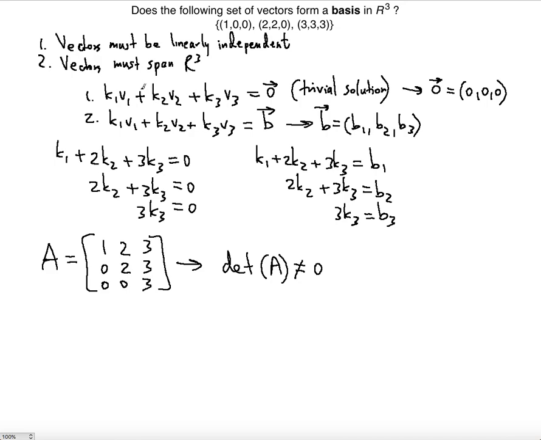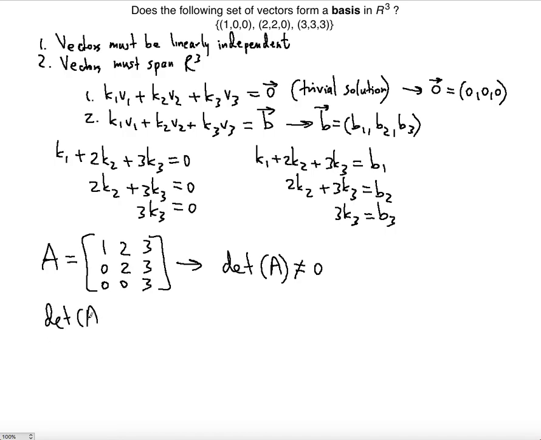You're killing two birds with one stone by finding out whether the determinant of the coefficient matrix is non-zero, right? If it's not zero, you satisfy both these conditions. Vectors are linearly independent and they are spanning the three-dimensional space, which means that the given set of vectors does form a basis in the three-dimensional space, right? So let's solve for the determinant. That should be easy, right?